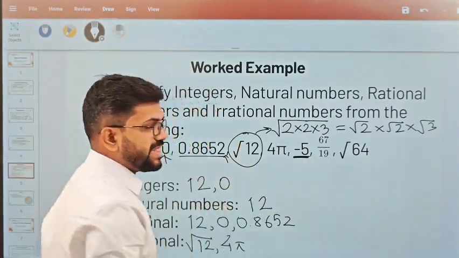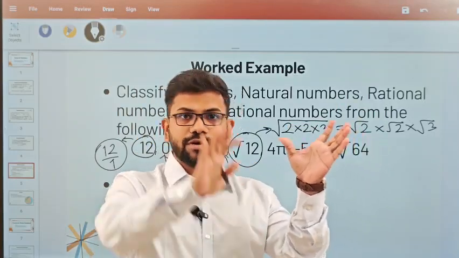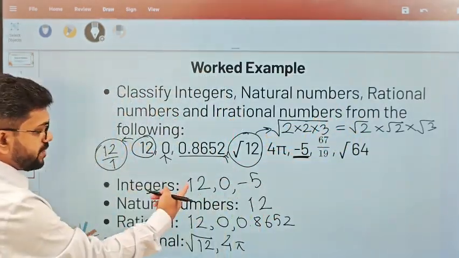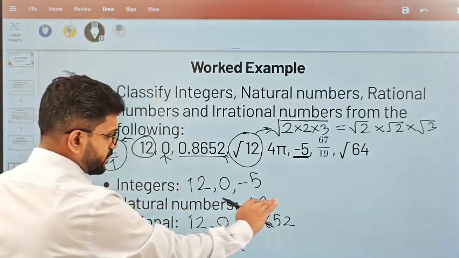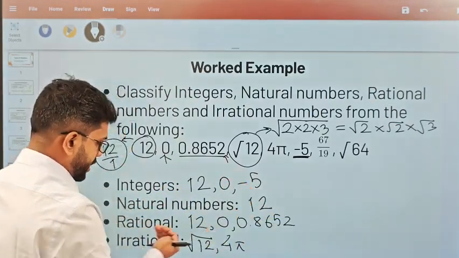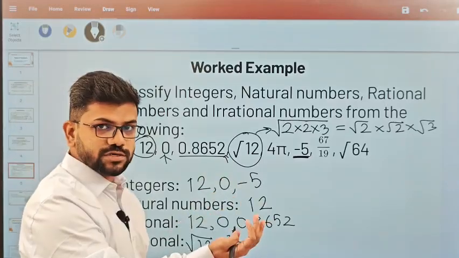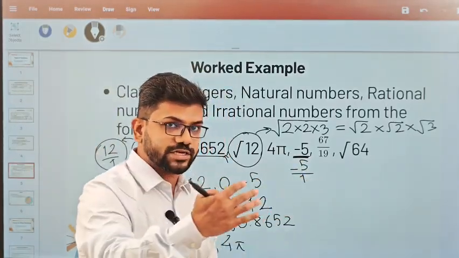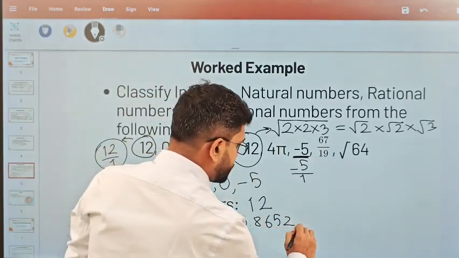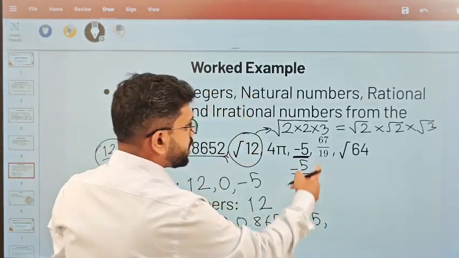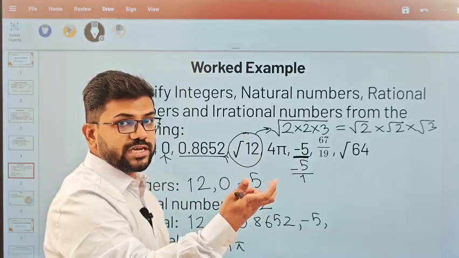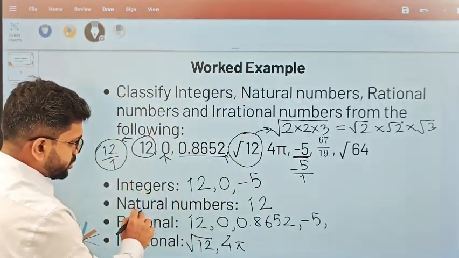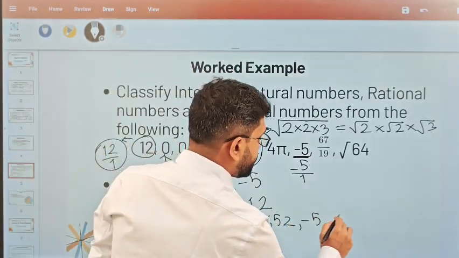Negative 5. Negative 5 is an integer. It's a whole number. It's a negative whole number. So negative 5 is an integer. Of course, not a natural number because natural numbers cannot be negative. Rational, yes, of course, because negative 5 can be written as negative 5 over 1 as a fraction. So negative 5 is a rational number. 67 over 19, it's a fraction. We can classify it as rational, not integer, not natural, a rational number.